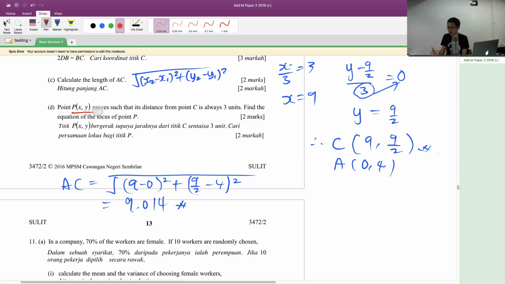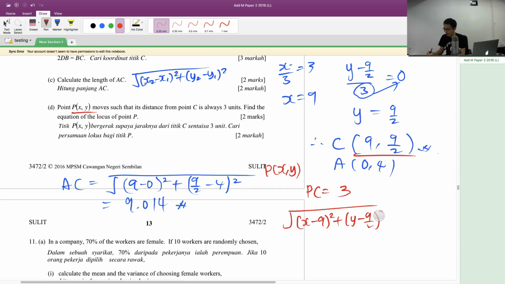So what I will do is, I will say PC is equal to 3. Since I have no P, I will assume it is (x, y), and I have my C here. So I just use the distance formula: square root of (x minus x) squared plus (y minus y) squared equals 3.